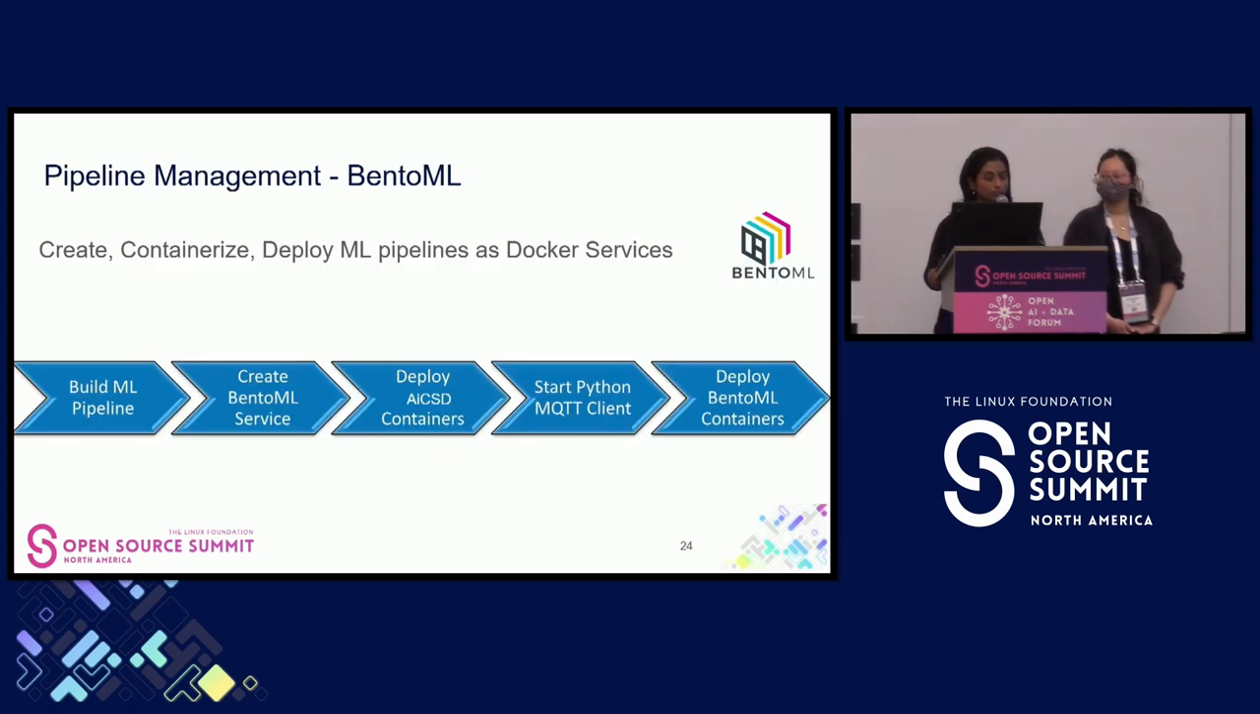The third thing I want to emphasize is pipeline management. So this is the tool we are using to manage all our AI pipelines. This is called BentoML. It's an open source tool which allows us to build, configure, and deploy these AI/ML pipelines at the edge. It helps us to create, containerize, and then deploy these machine learning pipelines as Docker services.